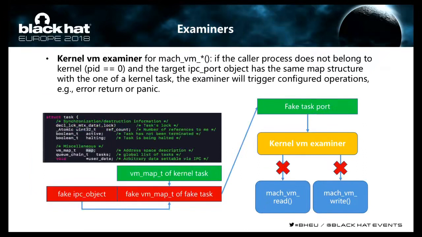After that, it will check the task's VM object. If the caller process does not belong to the kernel and the target's IPC port object has the same map structure as the kernel, which means it has the same memory space as the kernel, the examiner will trigger an error return or panic, because only the kernel can modify its kernel space. User space applications should not have any permission to do that.